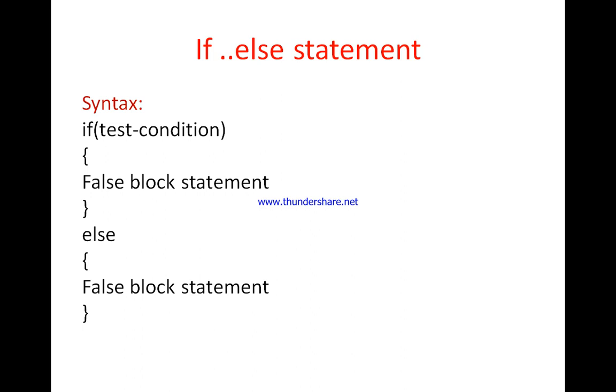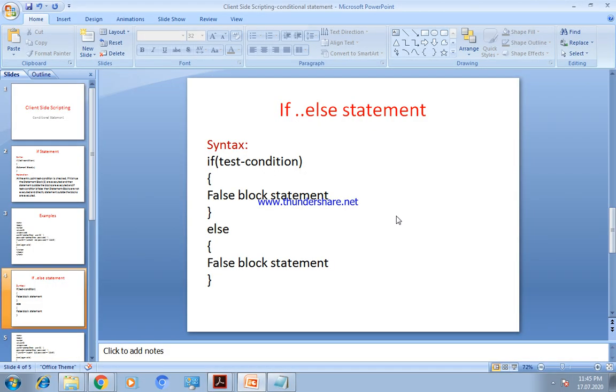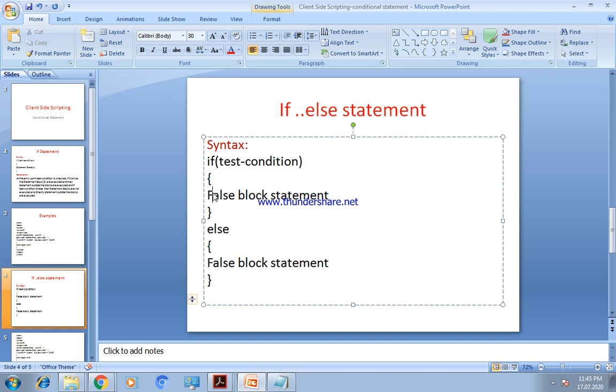Now the next part is the if else. If else has an else block and an if block. The if block has true block statements. Sorry, here I have written false block by mistake. You should correct it. It is a true block statement, which is executed when the test condition is true, and the else block has false block statements.